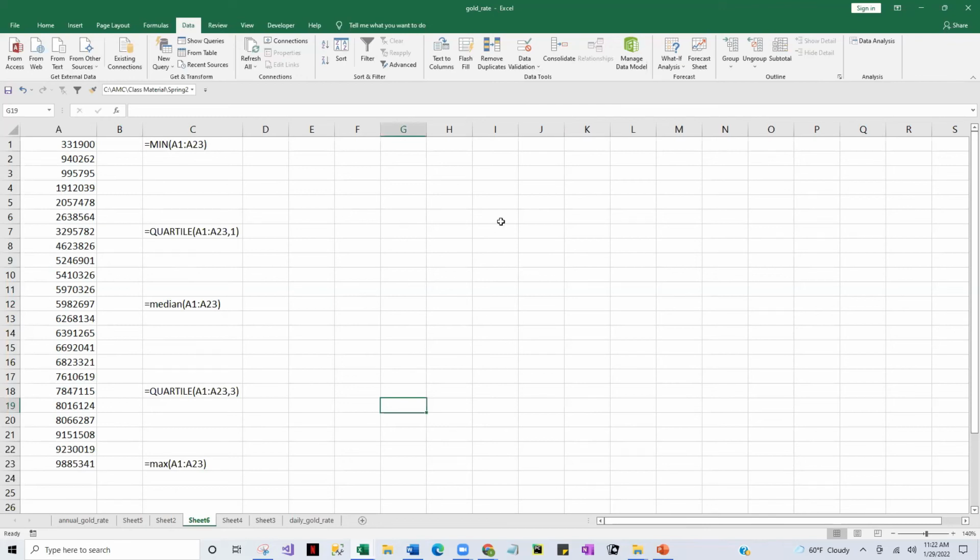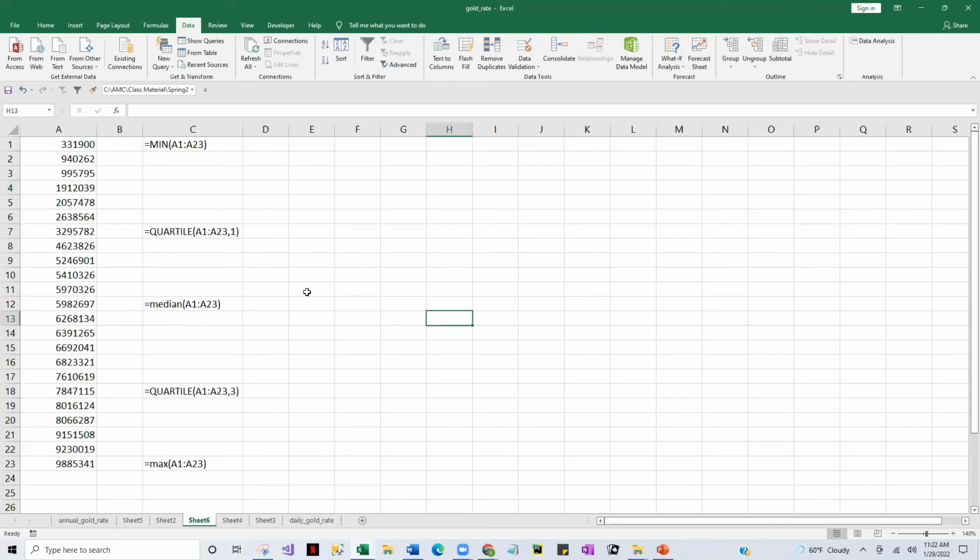Why do we need this 5-number summary? Why do we need to find it? Any ideas, any thoughts? You can look at the distribution of the data. Yes, exactly. You can look at the distribution, how diverse your data is. Do you have any outliers? This analysis will help you to find the outliers. So good with this 5-number summary.